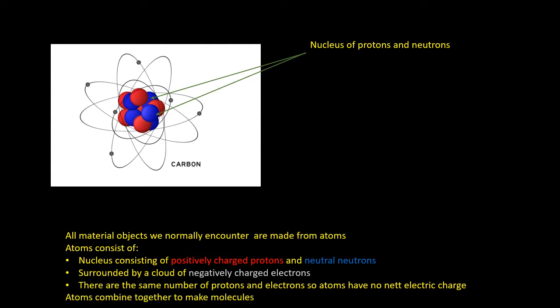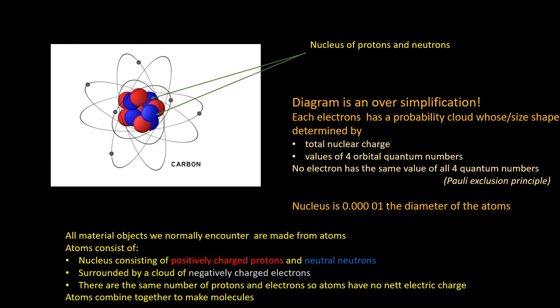In fact, this diagram is a little bit of an oversimplification. Each electron doesn't orbit in a nice, neat circular orbit. It has a probability cloud whose size and shape is determined by the nuclear charge and the value of 4 orbital quantum numbers. Also, the nucleus is absolutely tiny. It's 100,000th the diameter of the atom. So if the atom was drawn to 100 meters in diameter, the nucleus would only be about a millimeter.